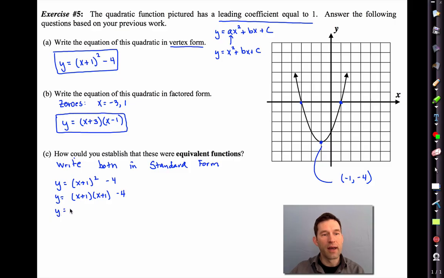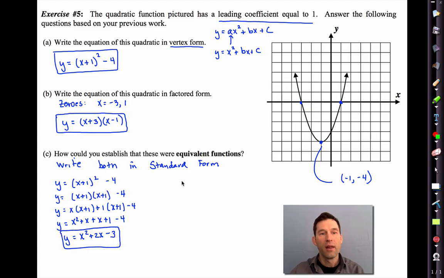All right, I'm going to do double distribution, so I'll get x times x plus 1 times x plus 1. Don't want to lose that minus 4. Distribute, I'll have x squared plus x plus x plus 1 minus 4. Now I'll combine like terms. We have two x's. I can combine the 1 and the negative 4, and I'll get negative 3.